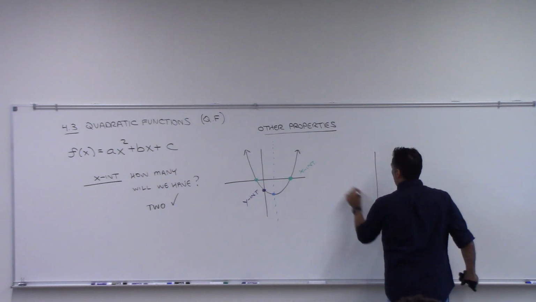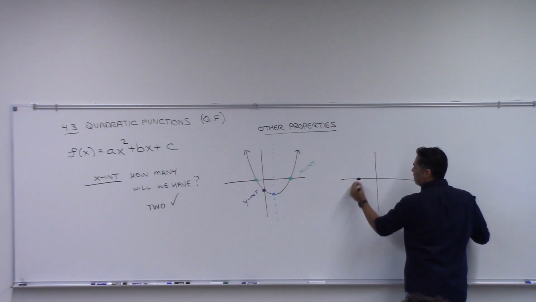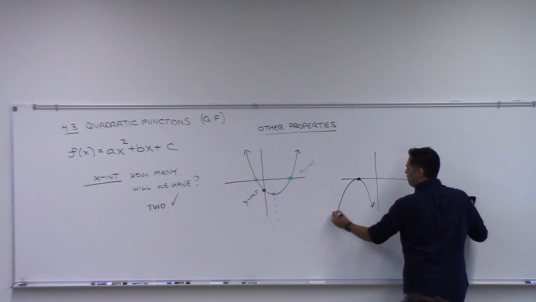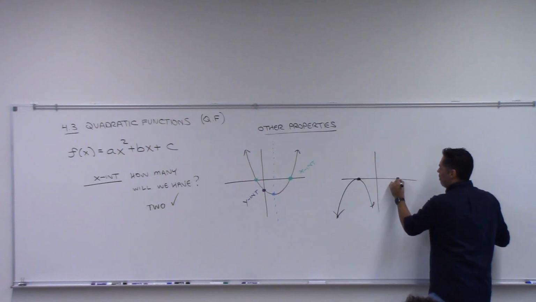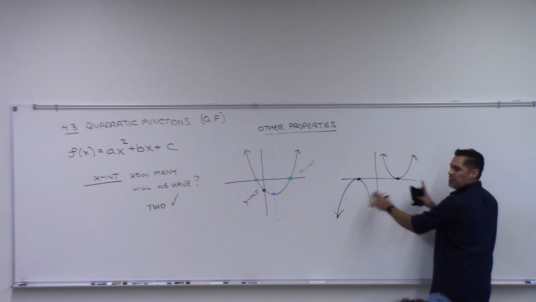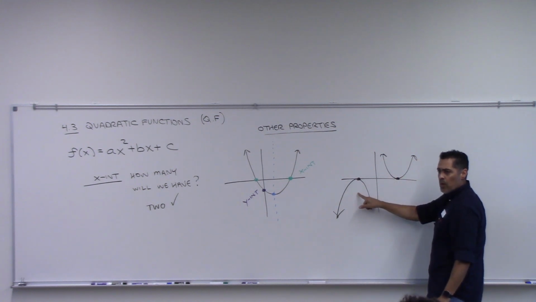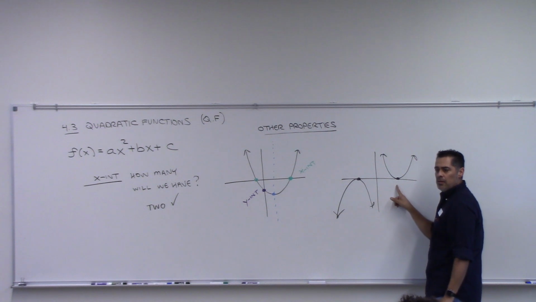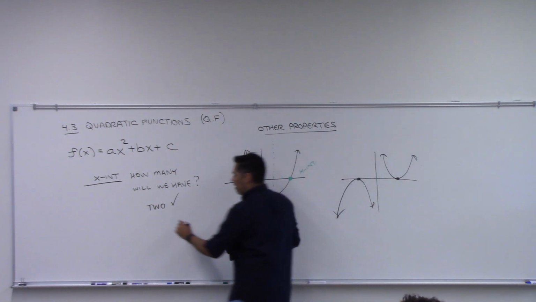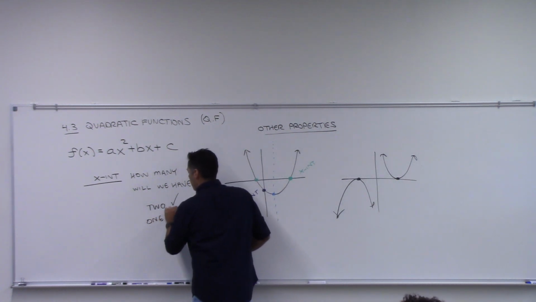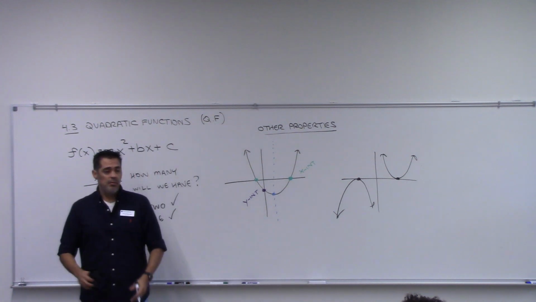If the vertex happened to be on the x-axis, like that, or, I'm going to draw another one here. In those two different scenarios, these are two different parabolas, all right? But in this scenario here, we would only have one x-intercept, right? And here as well. So it is possible to have one, yes? Is it also possible to have 0? Can you have none?